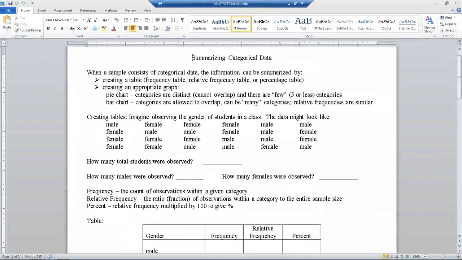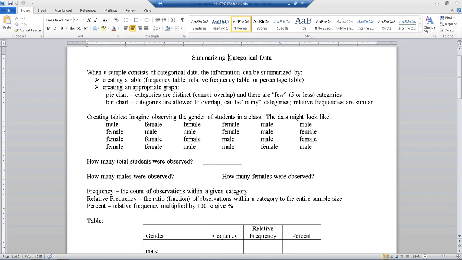Summarizing categorical data. When a sample consists of qualitative or categorical data, then the information can be summarized by creating a table or by creating an appropriate graph. Okay, and we'll talk about pie charts and bar charts.